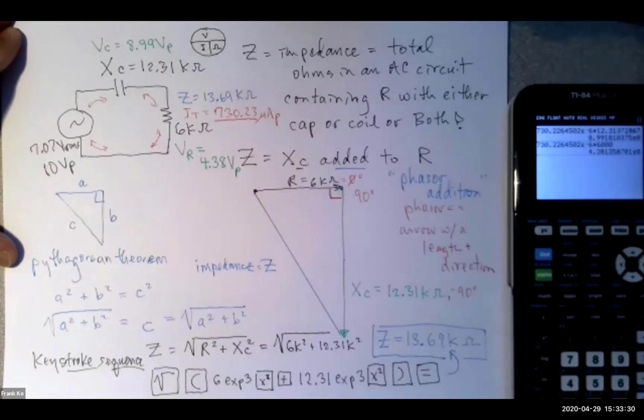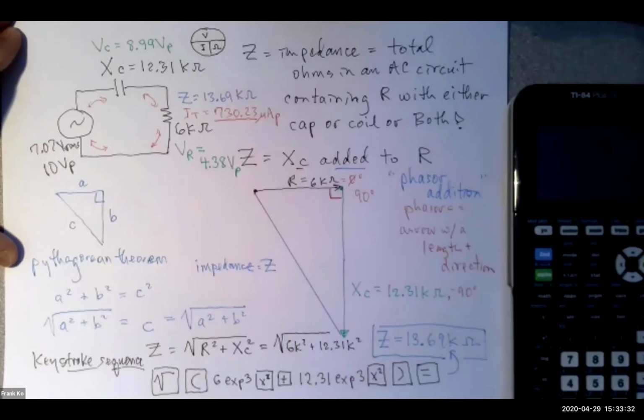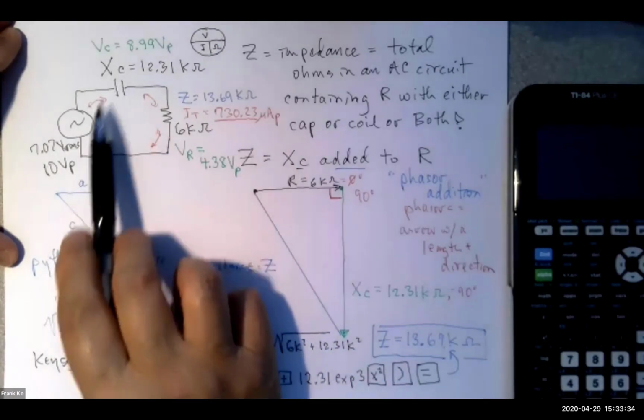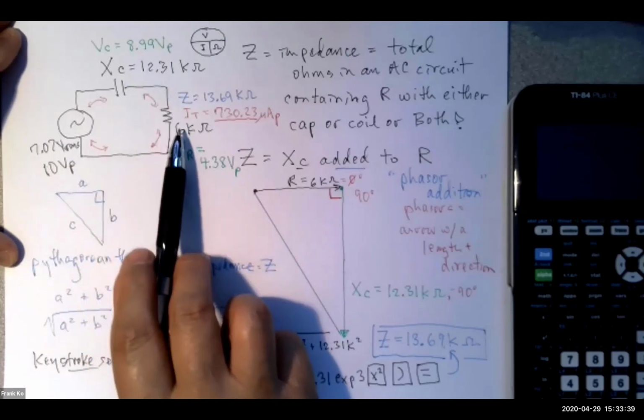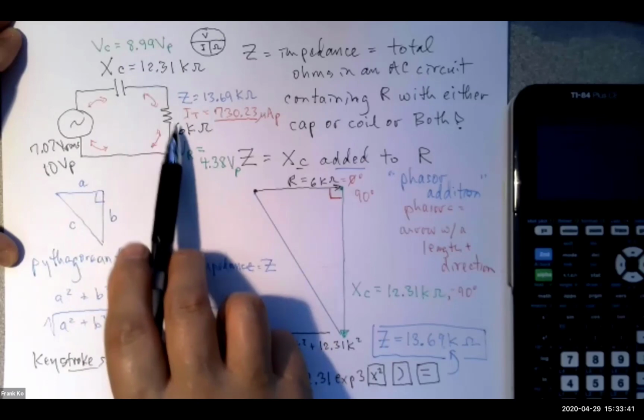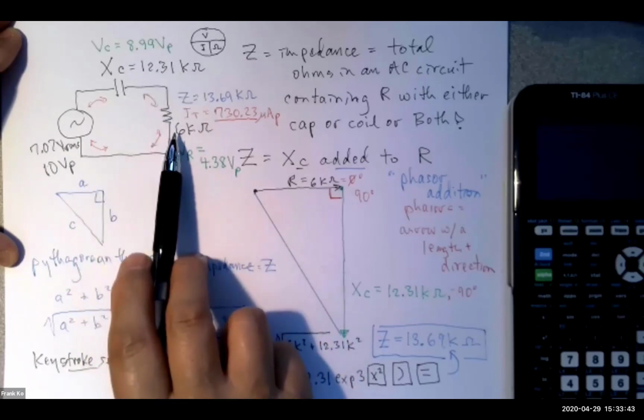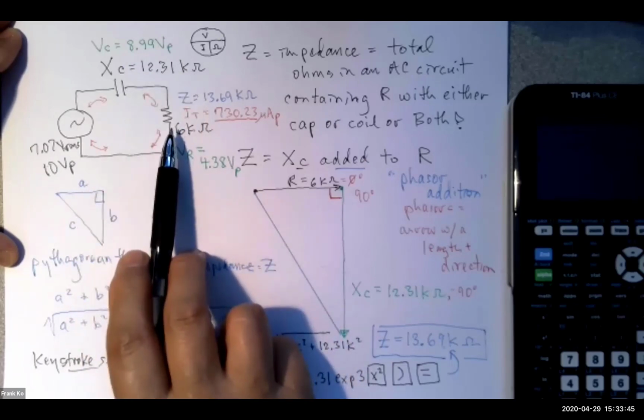Andrew, take off your mic. All right. So you look at this, you say, well, I have a series circuit. And in this series circuit, I have these ohms in series with these ohms. I can't add them straight up with each other. The 12.31 can't be added with 6K to give me 18 kilo ohms.